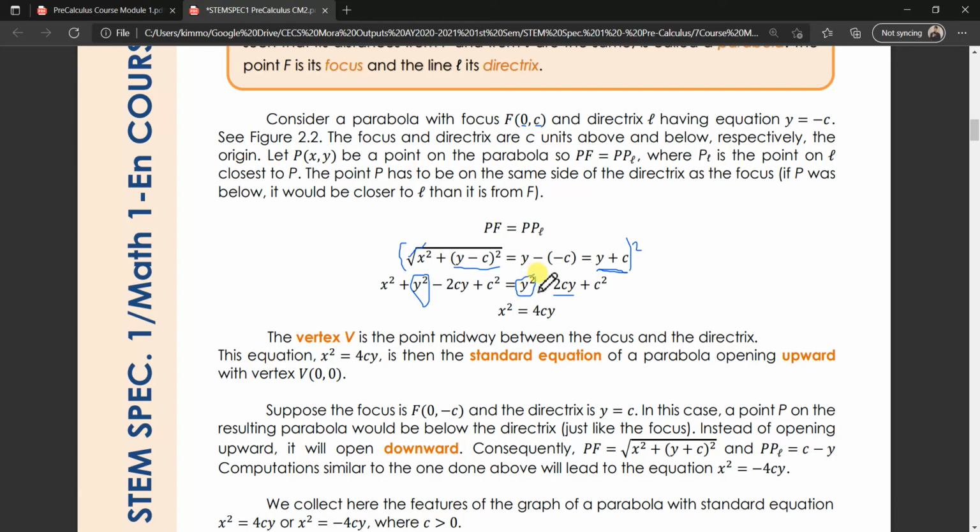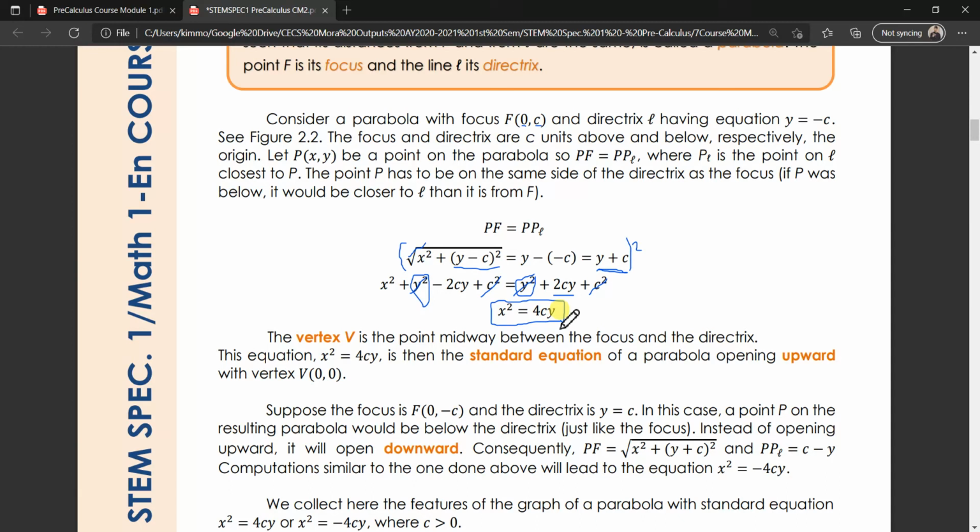So y squared minus y squared is equal to 0, meaning this will be cancelled. The same with c squared: if we transfer c squared to the other side of the equation, it becomes negative c squared, so they cancel out. What remains is x squared, which is equal to this. We transfer it to the other side, so 2cy plus 2cy is equal to 4cy. So we have our final answer: x squared is equal to 4cy.